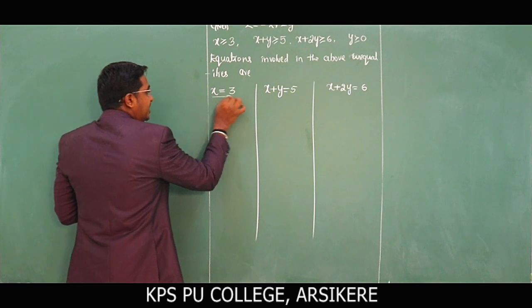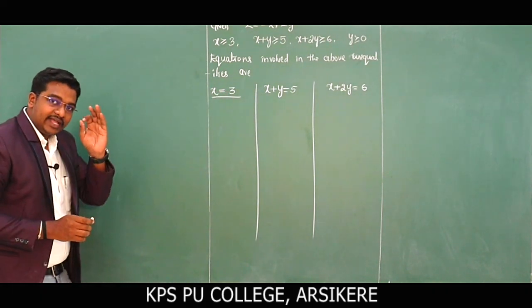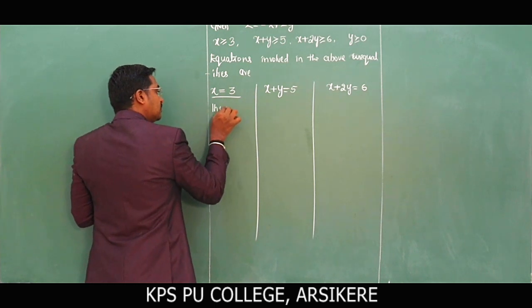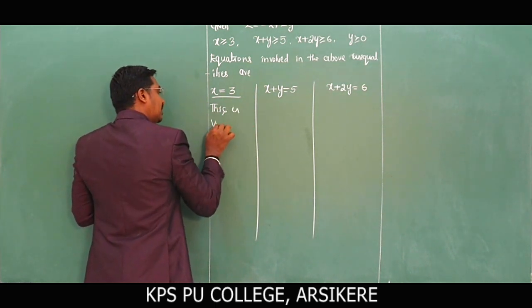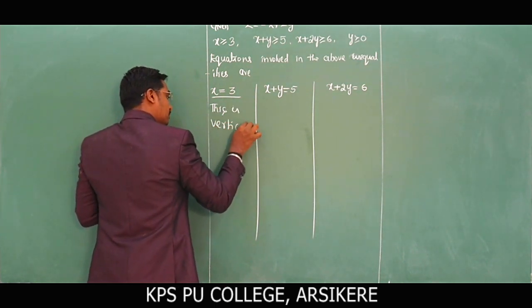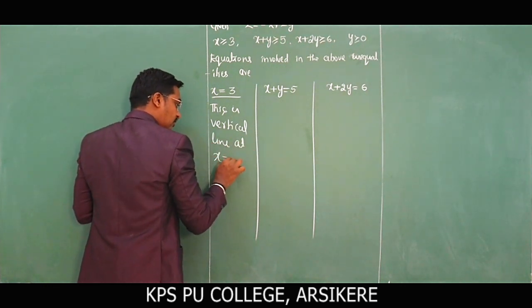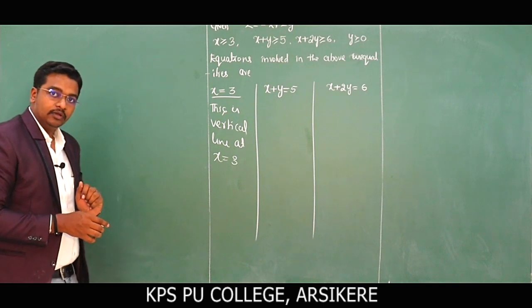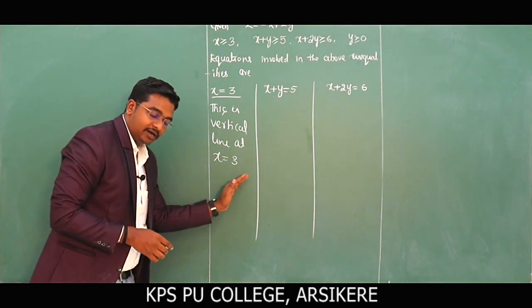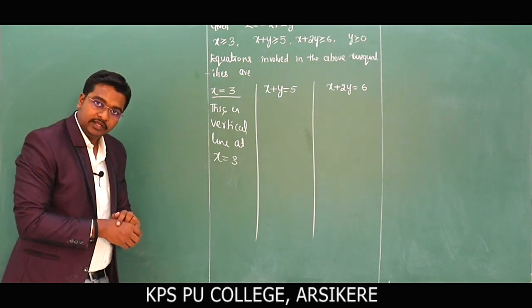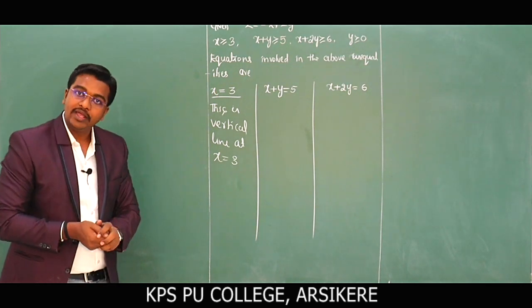Okay, x is equal to 3. So x is equal to 3 is a vertical line, at x is equal to 3. That is 3 units to the right of the origin. We have the line, that line is here, x is equal to 3, a vertical line parallel to the y axis.